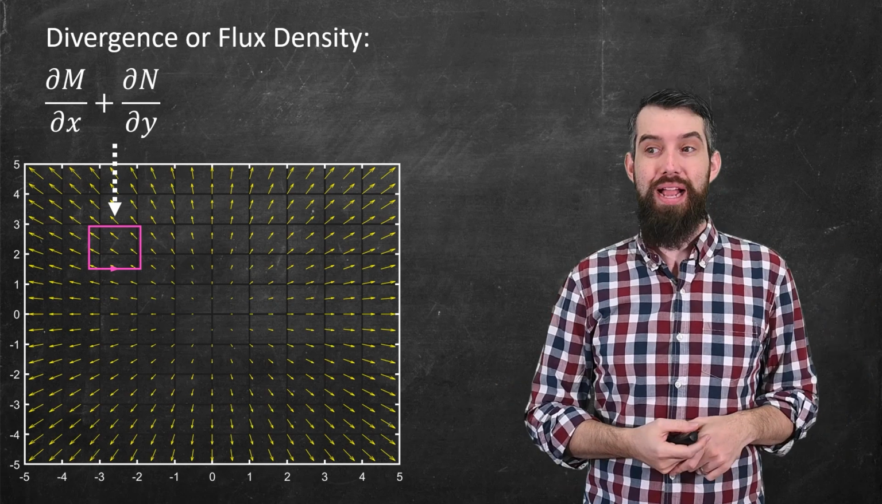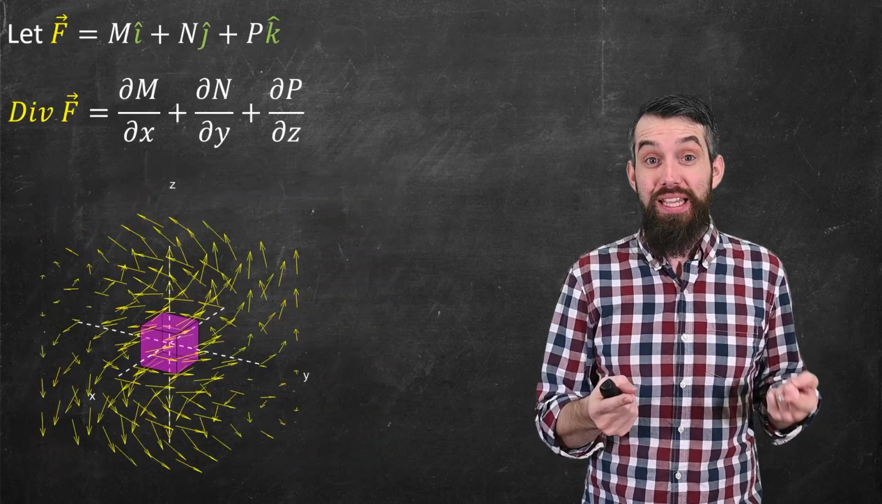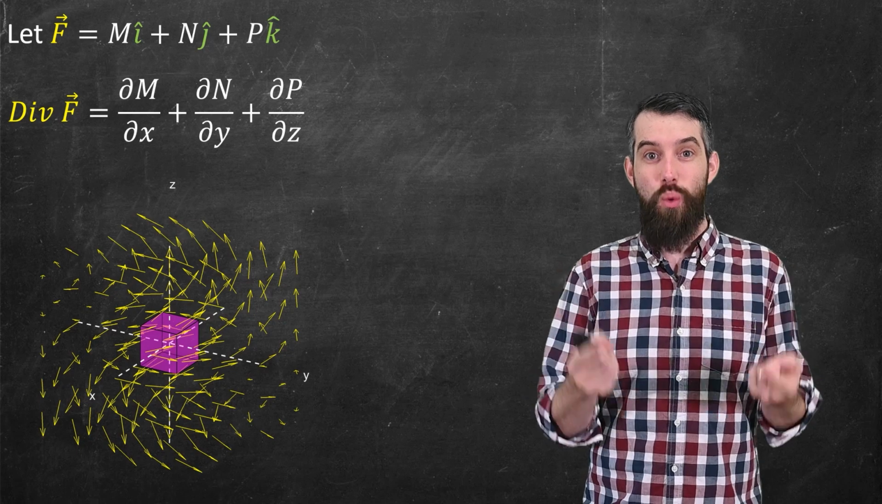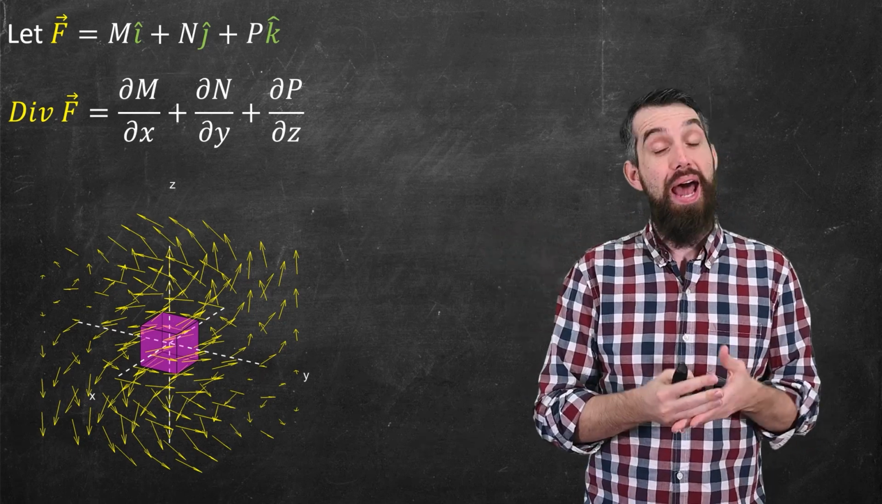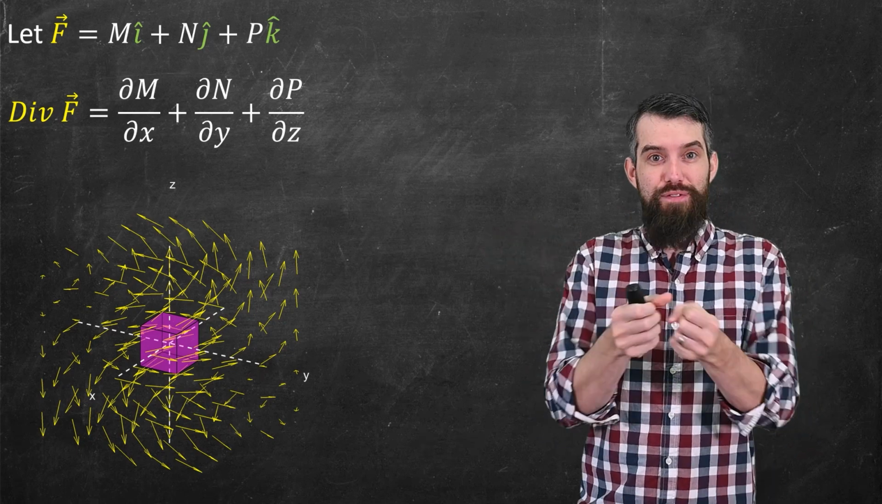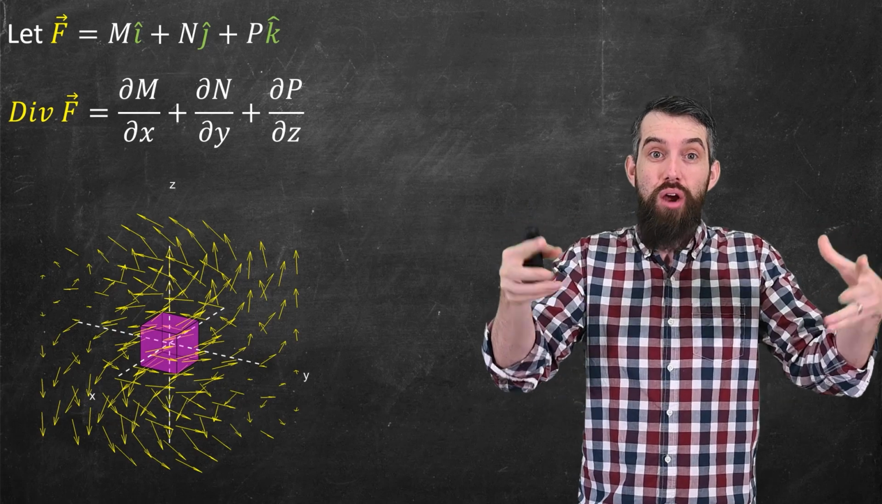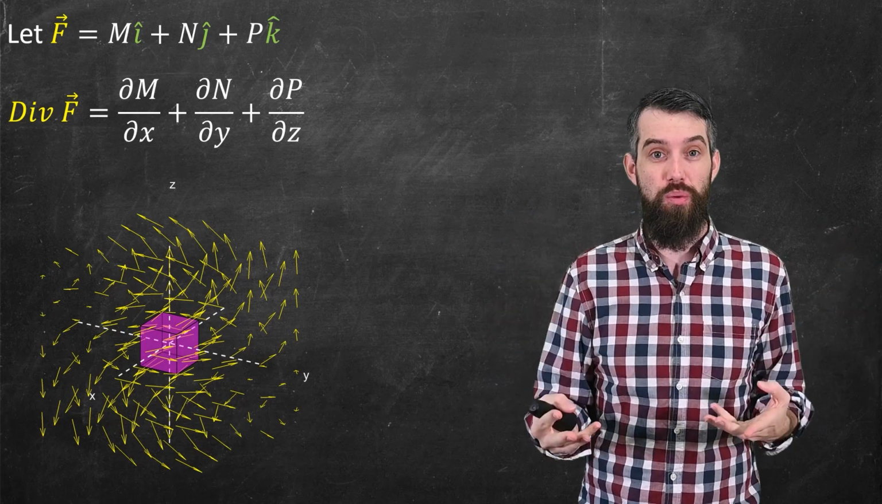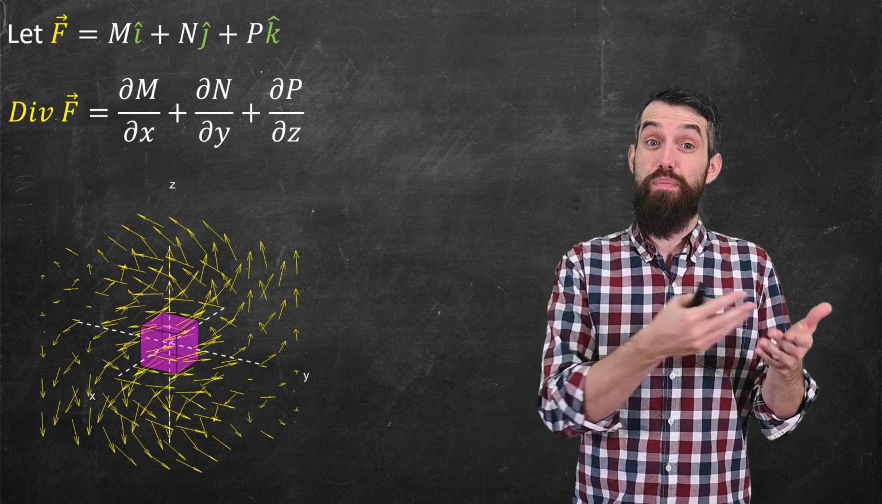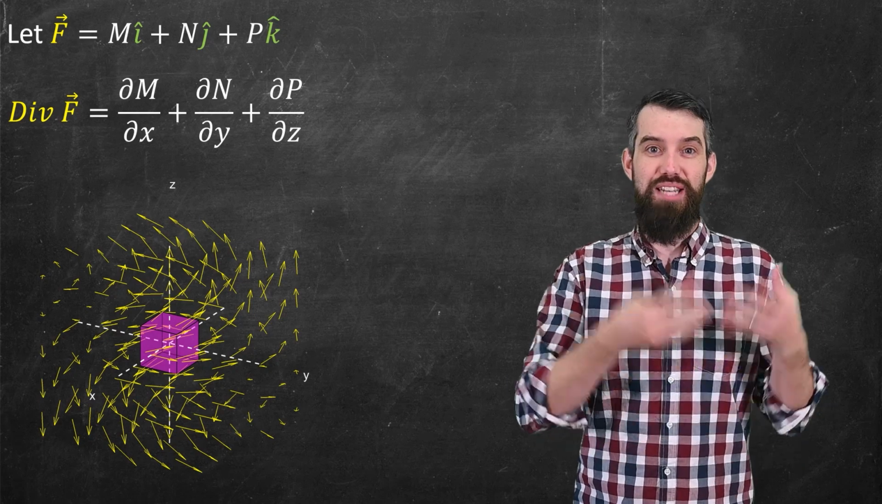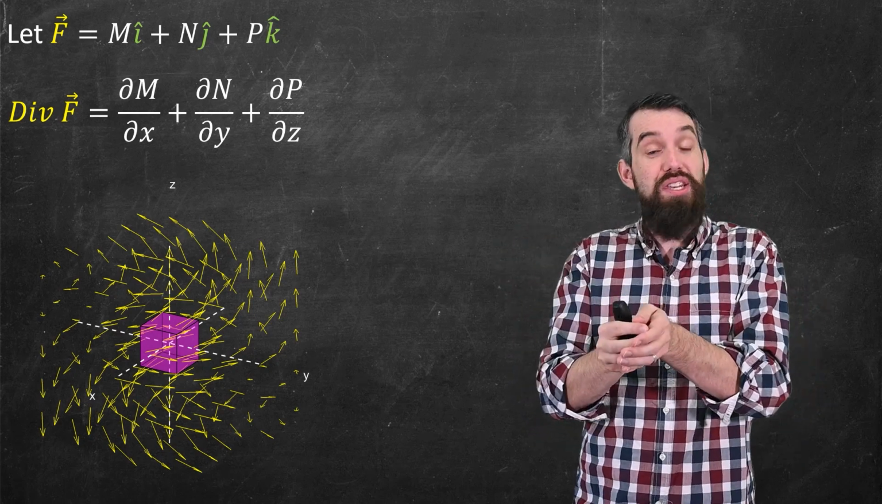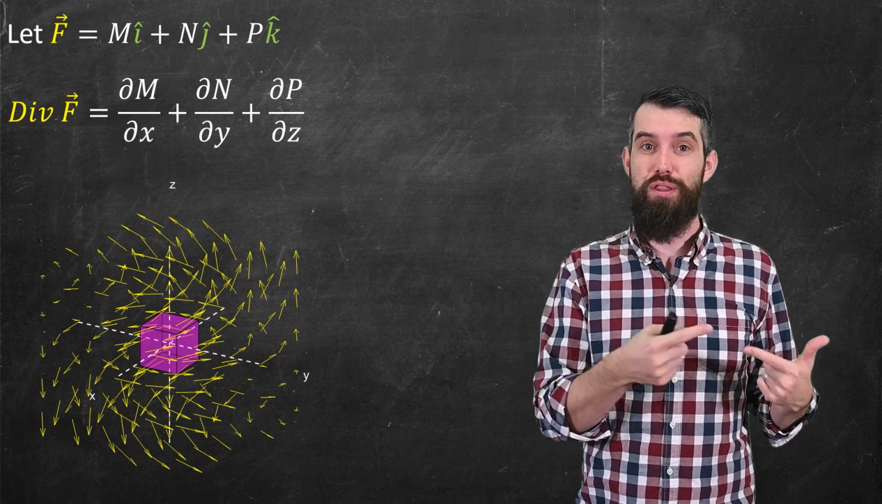Okay, so going back to the three-dimensional case, the idea here now is that instead of a little square, I have a little cube. And I'm asking, to what degree is the vector field spreading out across the boundary of this little cube? And as you investigate different points, and thus different little tiny boxes, the divergence may be different at different points along the field.